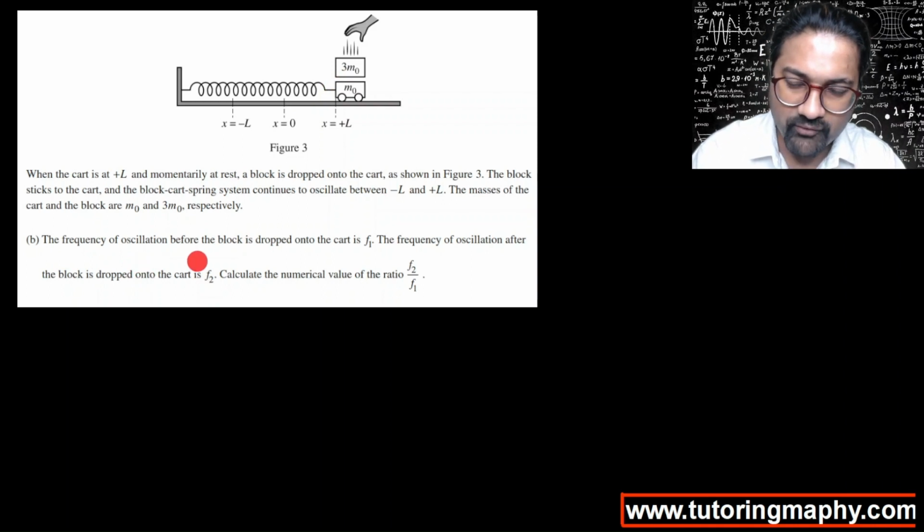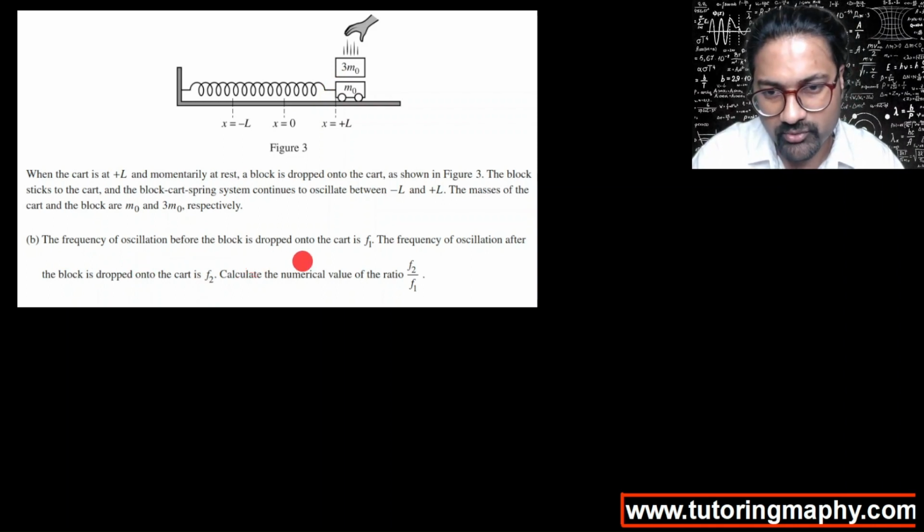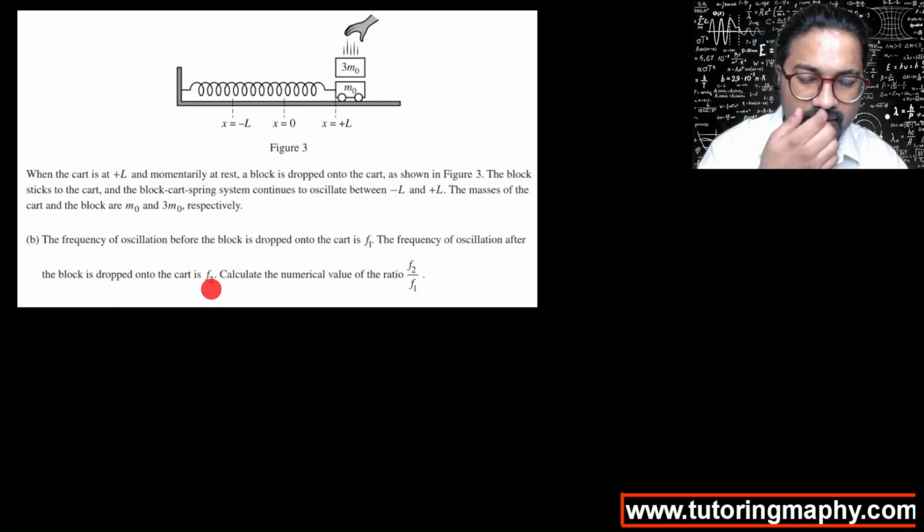If the frequency of oscillation before the block is dropped onto the cart is f1 and after it is dropped is f2, then what is the numerical value of the ratio of f2 over f1?